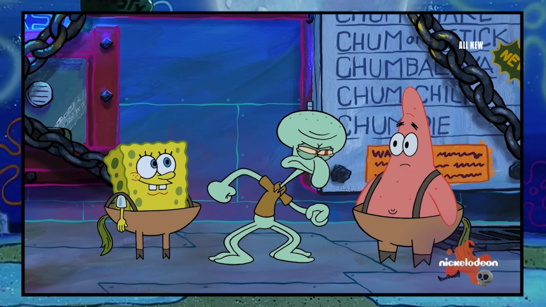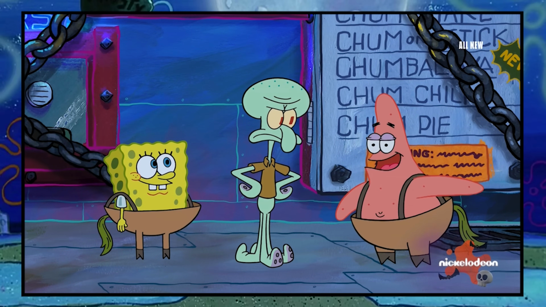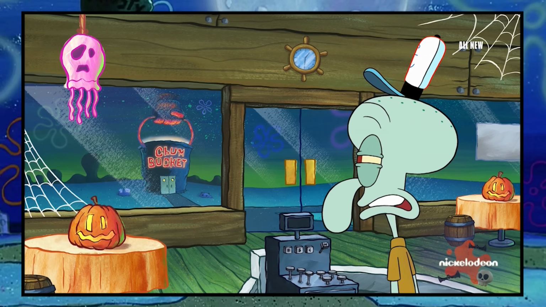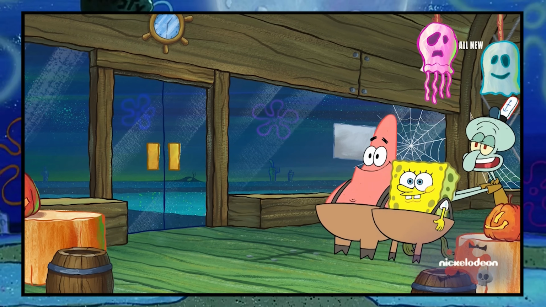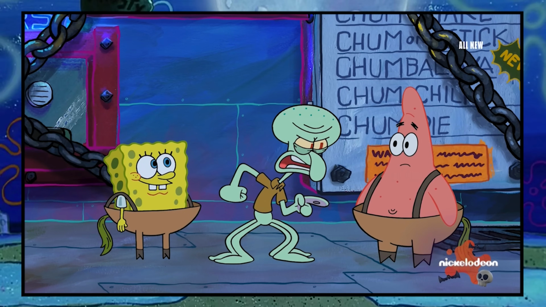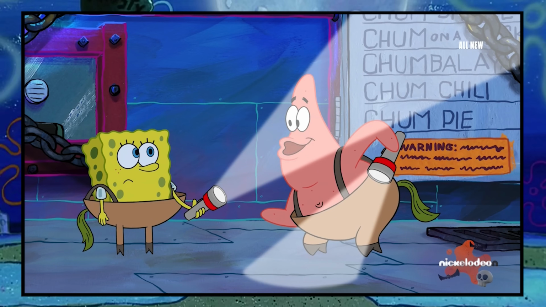So, Haunted Bucket revolves around SpongeBob, Patrick, and Squidward getting stuck in the Chum Bucket on Halloween night, after Squidward tricks SpongeBob and Patrick into staying at the Chum Bucket all night, you know, to get rid of them. But you may be asking, how does Squidward end up stuck with them? Oh, I know who we can ask.